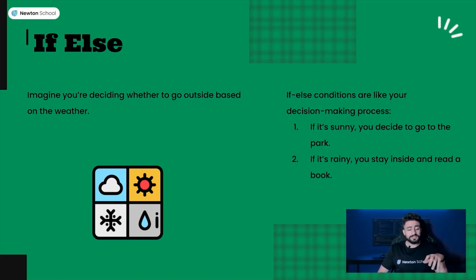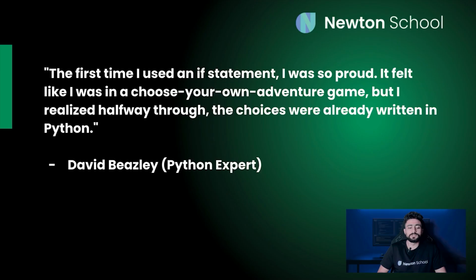There is another example: imagine you are deciding whether to go outside based on the weather. That's where conditions come into the picture. If it's sunny, you decide to go to the park. If it's rainy, you decide to stay inside. This is how you can think about the conditions in your real life as well. You apply conditions in your day-to-day life, and similarly, you have to apply conditions in the program logic. That's where conditional statements come into the picture. This is again a funny quote from David Beasley, who is a Python expert, related to conditional statements.